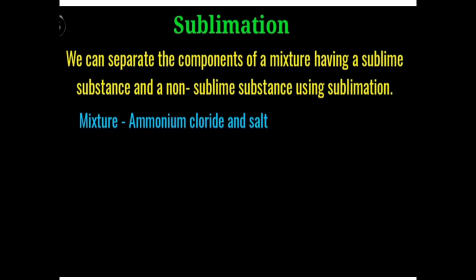Through sublimation we can separate the components of a mixture having a sublime substance and a non-sublime substance. Means we can separate sublime and non-sublime substances through sublimation. Example, the mixture of ammonium chloride and salt. How can we do it?